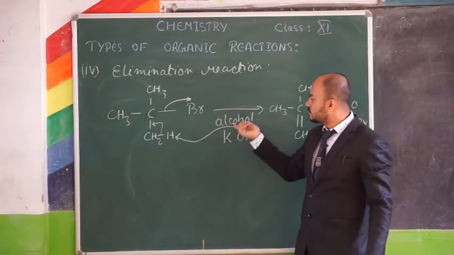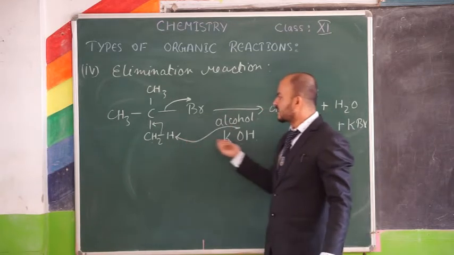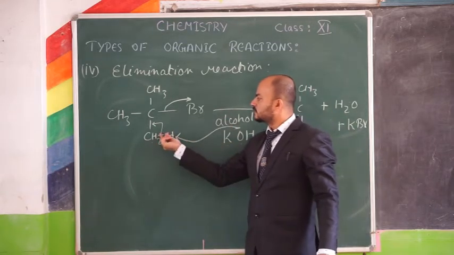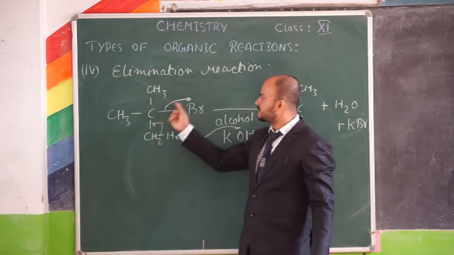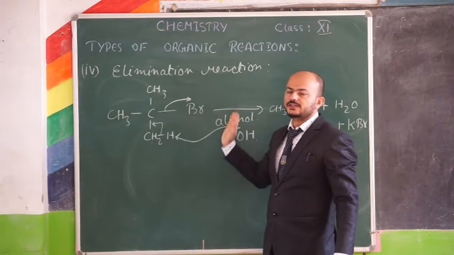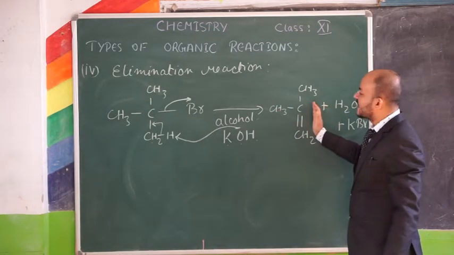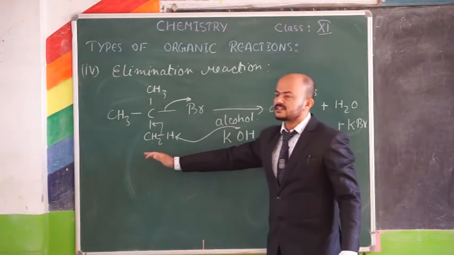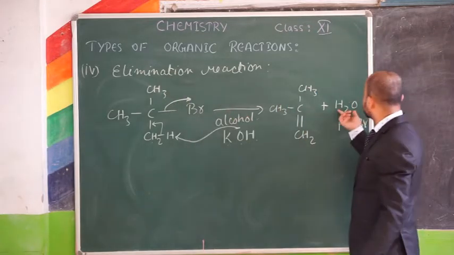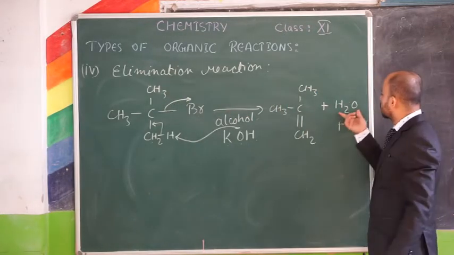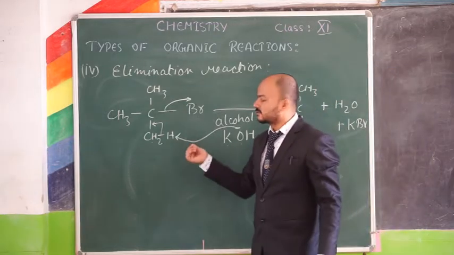Now whenever you take alcoholic KOH, the alpha hydrogen will be abstracted. These electrons will be involved in bond formation between this carbon and this carbon, and this Br will be removed. You saw that you have obtained an alkene from this alkyl halide. Such reactions are known as elimination reactions. There are byproducts being eliminated: water is being eliminated, KBr is being eliminated. Therefore, this is known as elimination reaction.